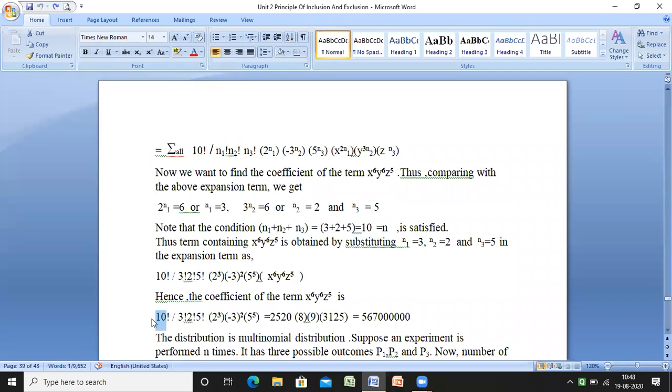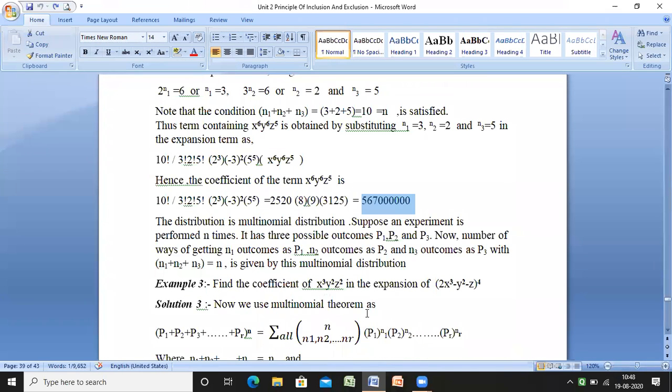We are going to solve this by the factorial concepts. 2 to the power 3 is 2 into 2 into 2, which means 8. Minus 3 into minus 3 equals 9. 5 into 5 into 5 into 5 into 5 is 3125, and all the multiplication comes to something like 5 crore 67 lakh. The answer is given over here. In this way, we calculate the coefficient values of x to the power 6, y to the power 6, and z to the power 5.